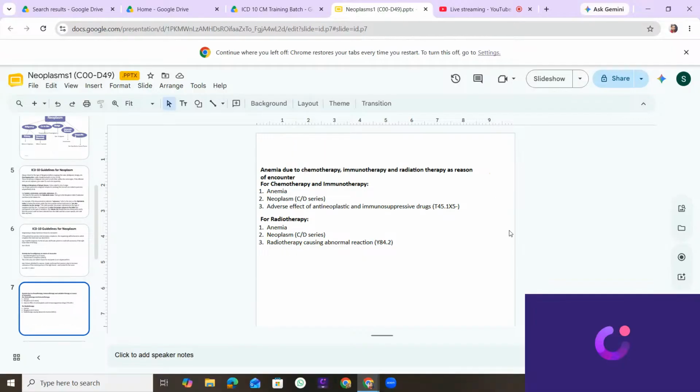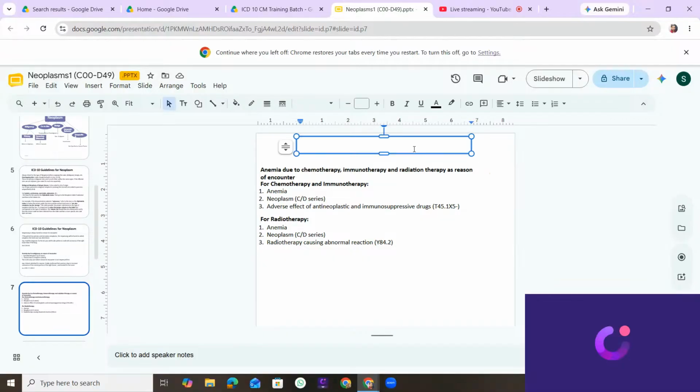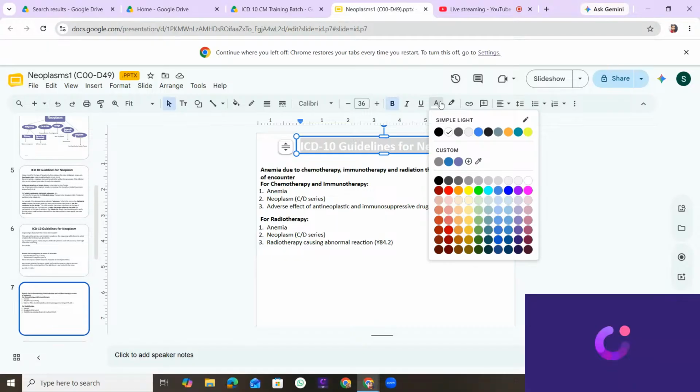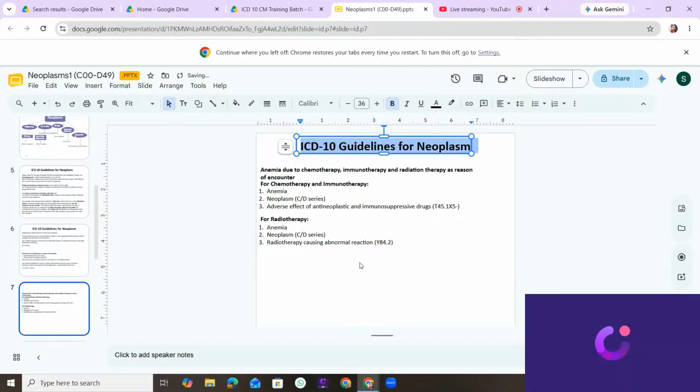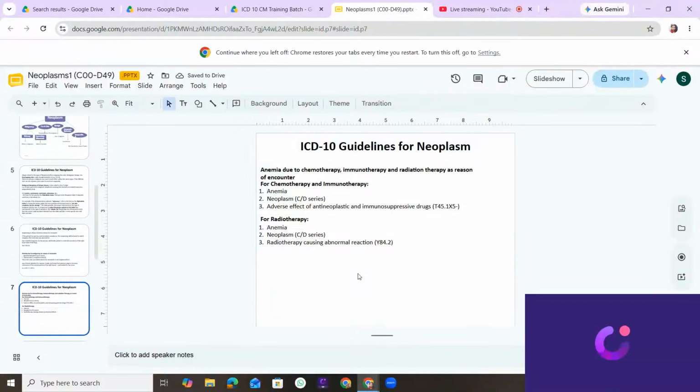So those are basic information. You should know all these points so you can understand what the codes and guidelines are. Okay. Now, anemia due to chemotherapy, immunotherapy, and radiation therapy as the reason for encounter for the chemotherapy and immunotherapy. First sequencing will be the anemia. Second sequencing will be the neoplasm, a C series or D series code.